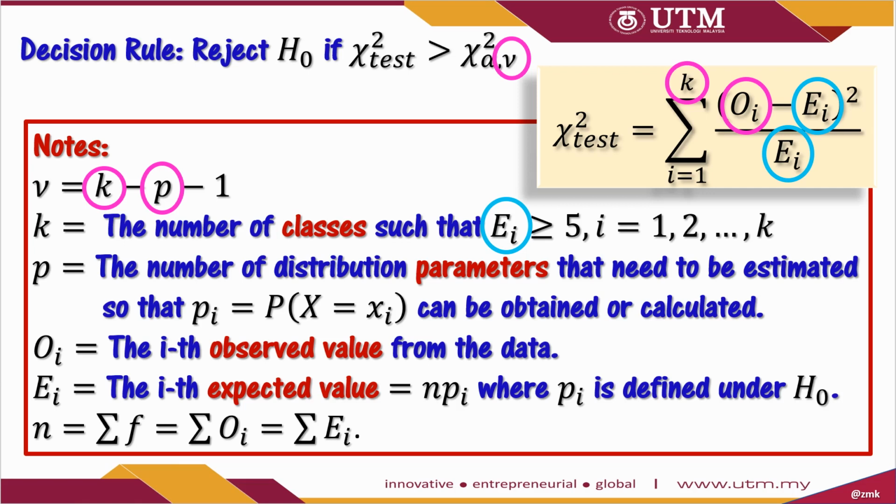Notice that the chi-square test statistic is the sum of the difference between the observed and expected values squared, divided by the expected value, over all classes i from 1 to k. In other words, the test statistic measures the discrepancies between the observed and expected values. If the discrepancies are small for all ith classes, you can expect that the assumed distribution under H0 fits the data well.